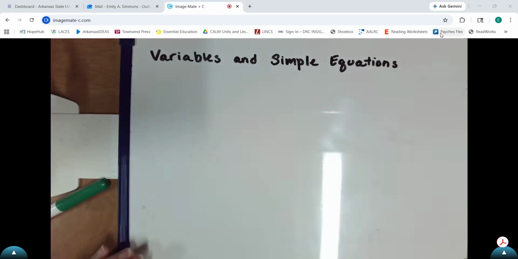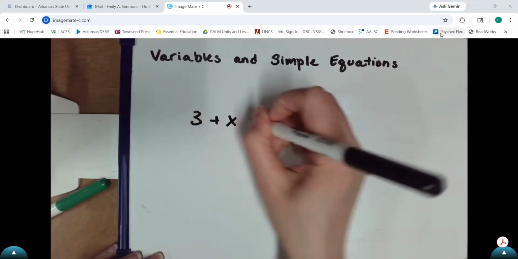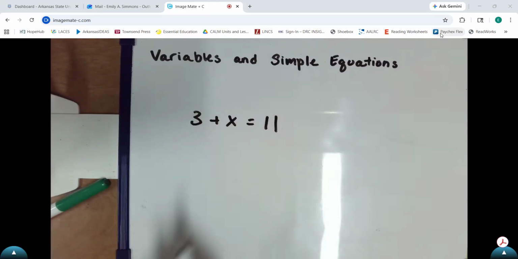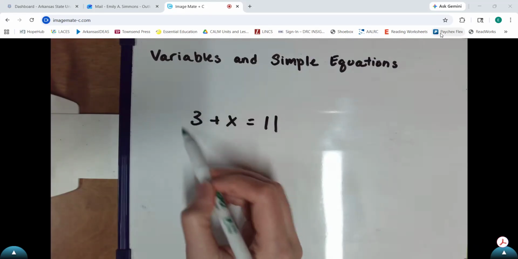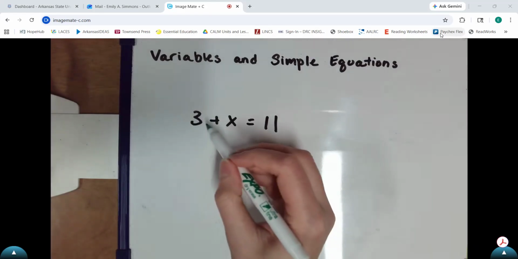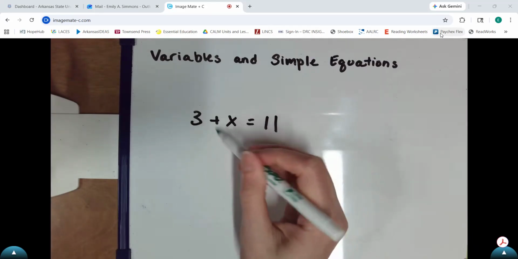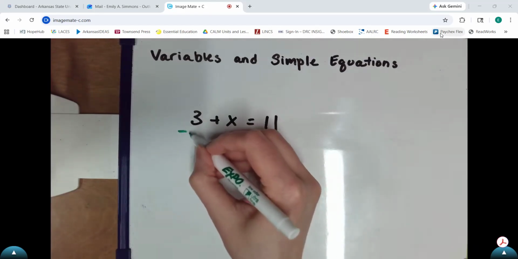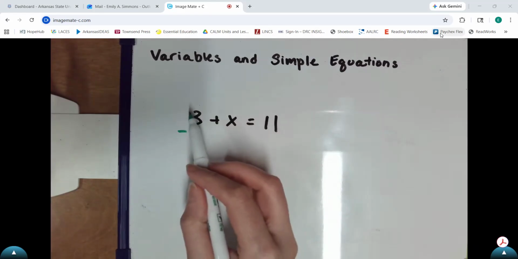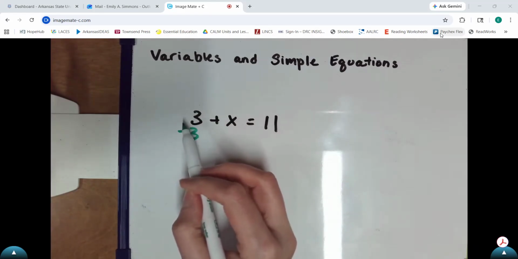So when I'm using this in practice with an actual problem, I could have 3 plus x equals 11. I want to get the x by itself, and to do that, I need to do the inverse of what's on the same side as the x. So I've got a 3 here, and I need to get this 3 moved over to the other side so that I have x by itself. To do that, I'm going to subtract 3 from both sides because this is a positive 3. There's no sign in front of it, and that tells me it's a positive.